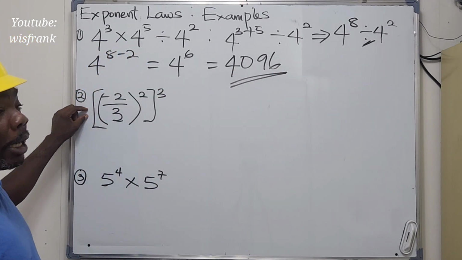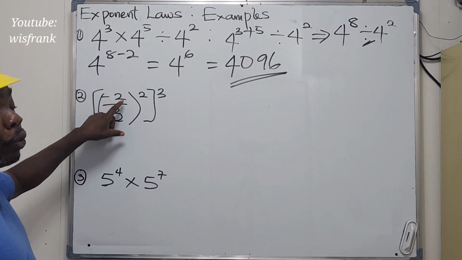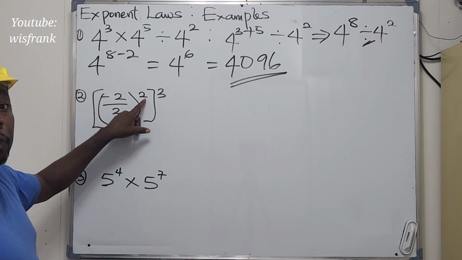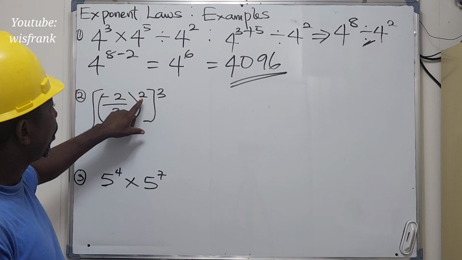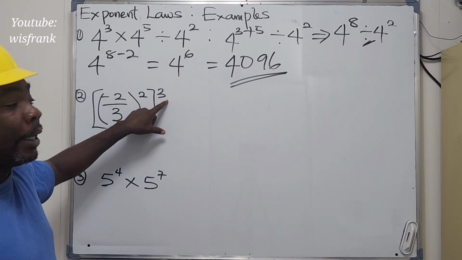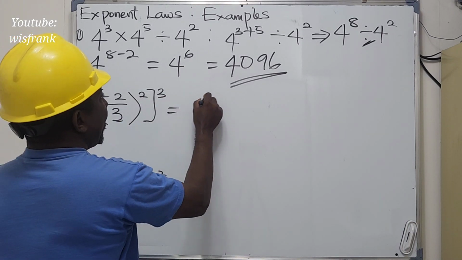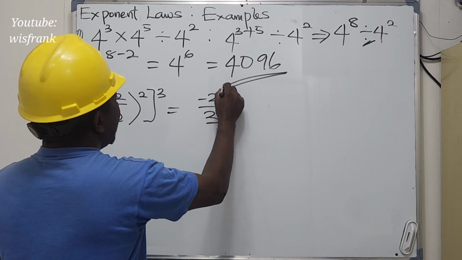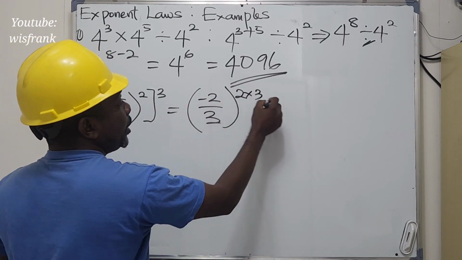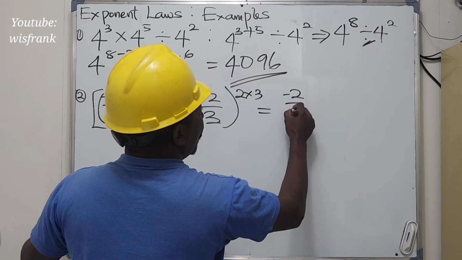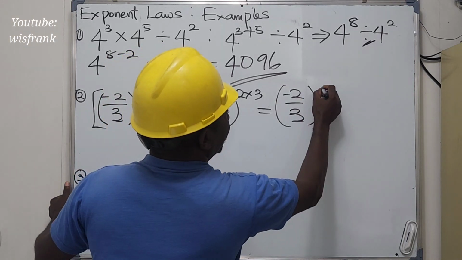So the next one is number 2, where we have minus 2 all over 3 to the power of 2, all to the power of 3. We know that in the roots of this exponent, 2 we multiply by 3. So this will become minus 2 all over 3, then we have all to the power of 2 times 3. So this is the same thing as minus 2 all over 3 all to the power of 6.